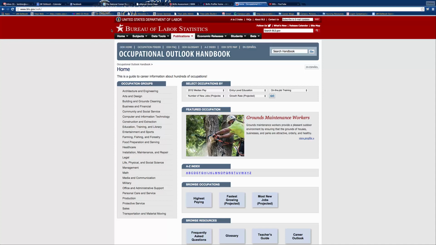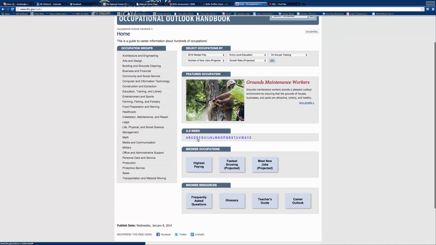So you can come to bls.gov/OOH, which brings you to the Occupational Outlook Handbook. On this page, students can look for occupations by groups. So if they know that they have an interest in healthcare, they could go to the healthcare section, or they can select occupations by the type of education they want, the type of training they're going to participate in, if they're looking for hot jobs, ones that have projected growth, or they can go to the actual A to Z index. They can also browse by groups down here as well.